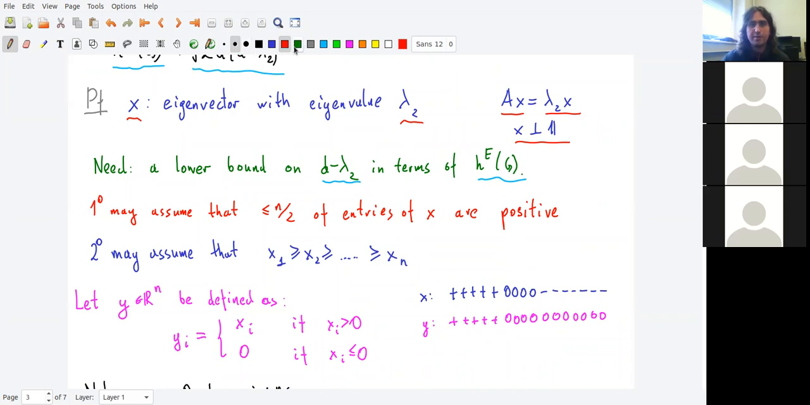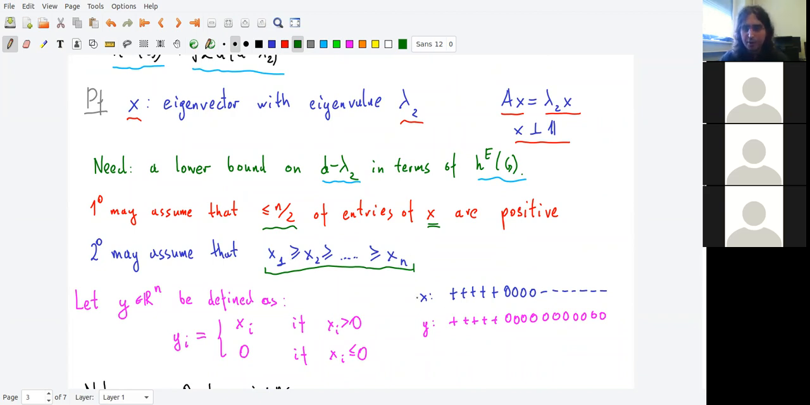Okay, first of all, let's normalize it a little bit. I can assume that at most half of the entries of x are positive, because I can always take x or minus x. One of these two vectors has at most half of the entries positive, so let me take the one that has this property. Also, because so far I did not break any symmetry regarding the vertices, let me order the vertices so that the entries of x are ordered like that: x1 is larger or equal than x2 is larger or equal, and so on up to xn.